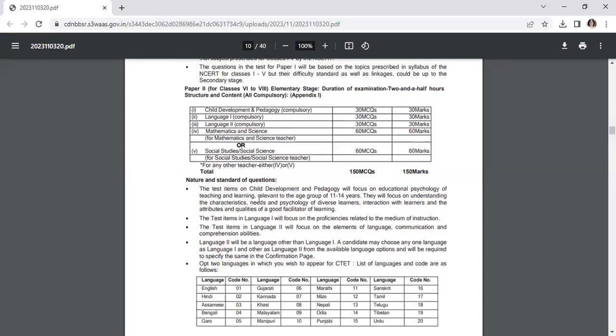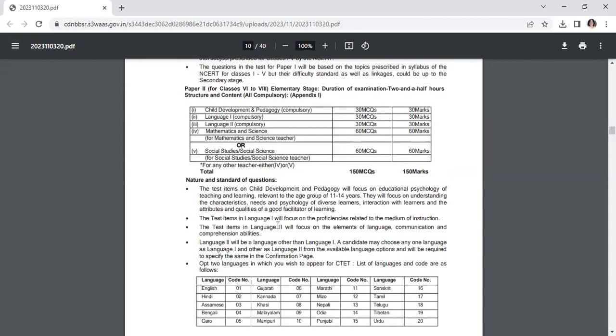The test items of child development and pedagogy will focus on educational psychology and teaching and learning relevant to the age group of 11 to 14. They will focus on understanding the characteristics, needs, and psychology of diverse learners, interaction with learners, and attributes and qualities of a good facilitator of learning.